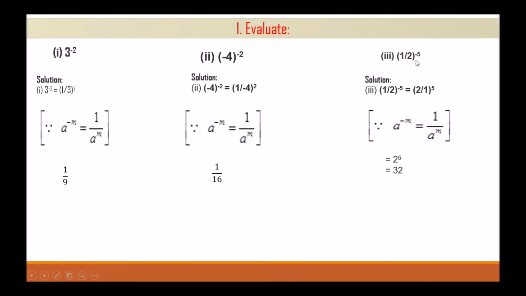Half raised to minus 5. So we will take the reciprocal of 1 upon 2. The reciprocal of 1 upon 2 is 2. So 2 raised to 5 is 32.